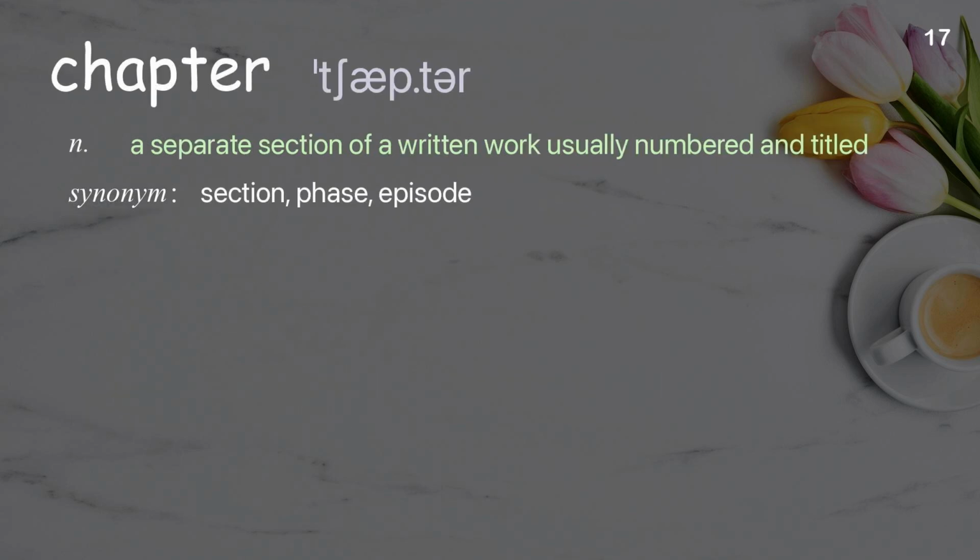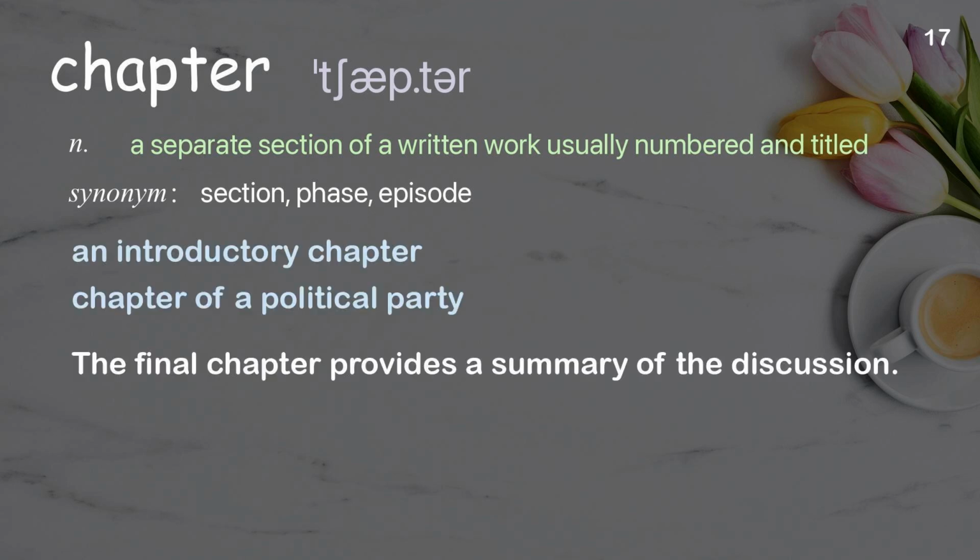Chapter. A separate section of a written work usually numbered and titled. Examples: An introductory chapter. Chapter of a political party. The final chapter provides a summary of the discussion.